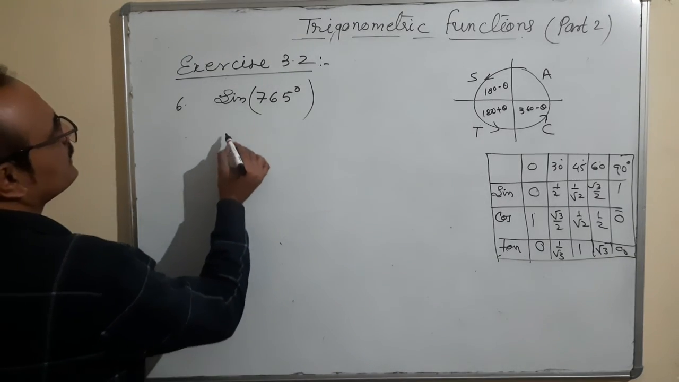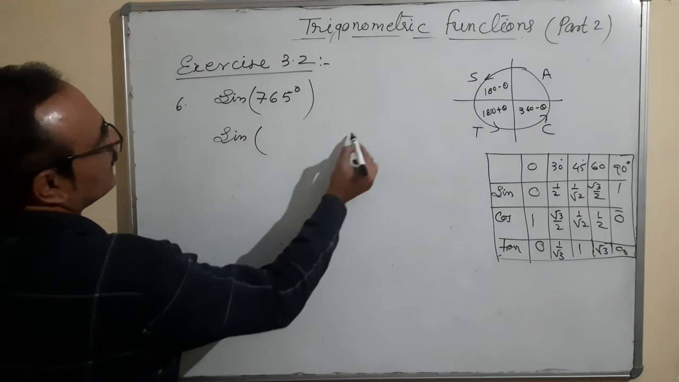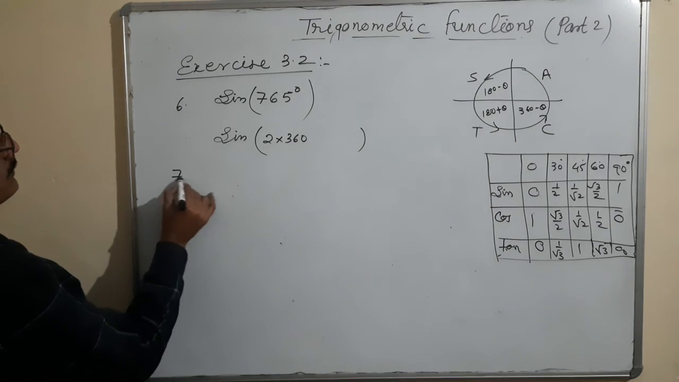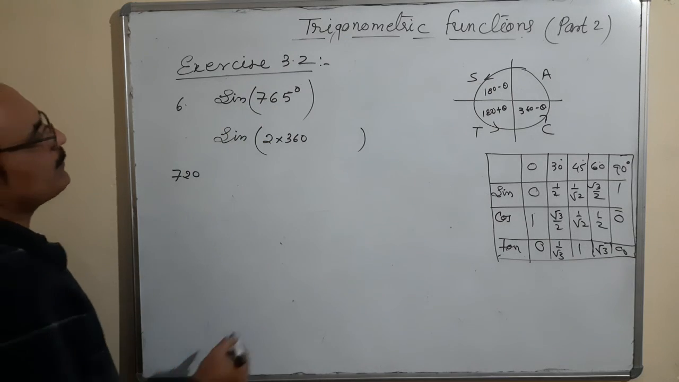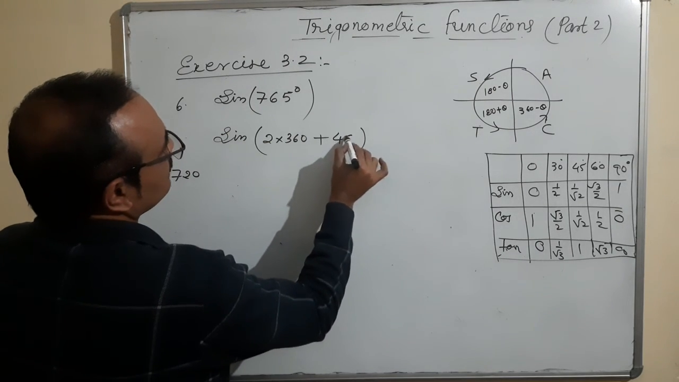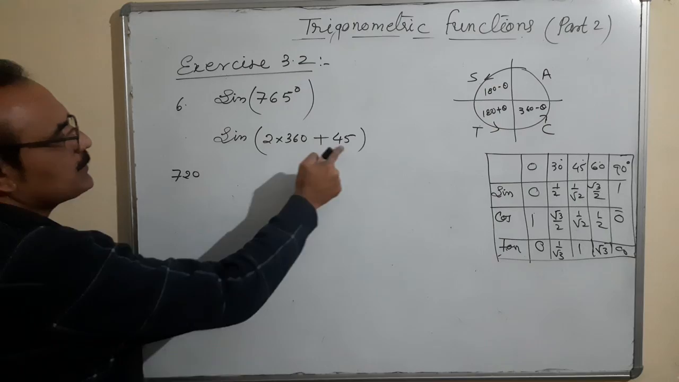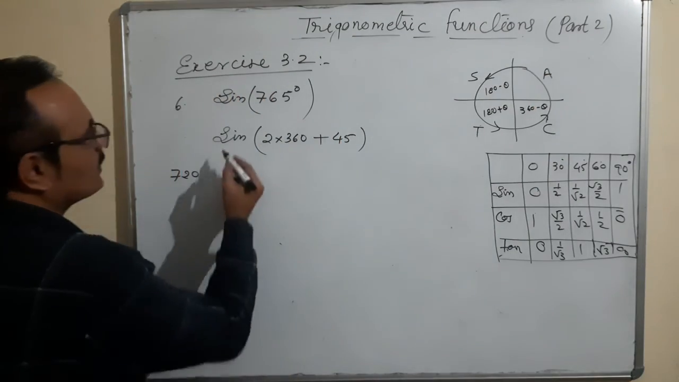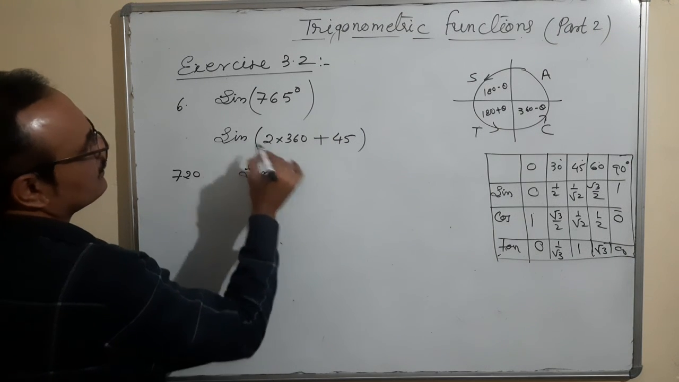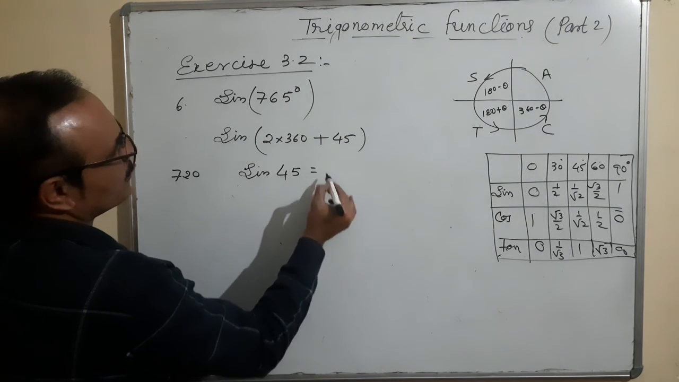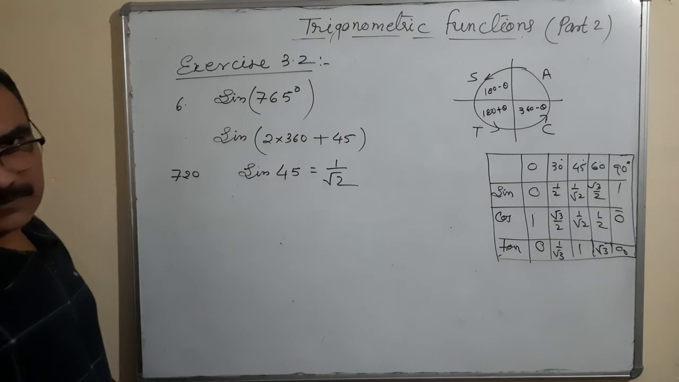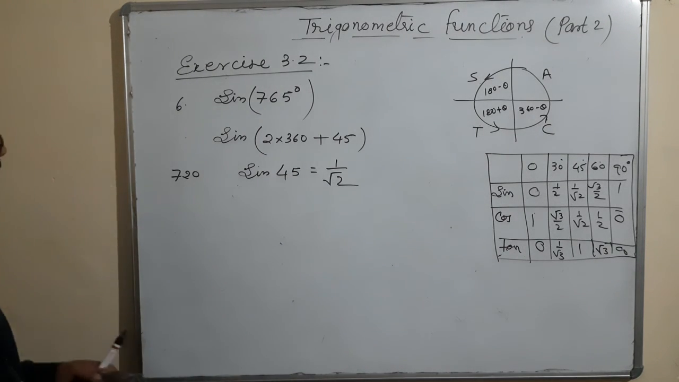So what should I write here? Sine, I can convert it to 2 multiplied by 360, that is 720, and 765 is 720 plus 45. 360 plus theta reaches the first quadrant, all positive. So sine 45, and the value of sine 45 is 1 by root 2. Okay. Got it? Question number 6.